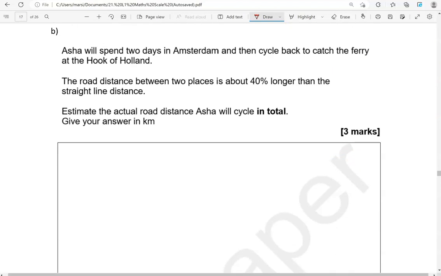Asha will spend 2 days in Amsterdam and then cycle back to catch the ferry at the Hook of Holland. The road distance between two places is about 40% longer than the straight line distance. Estimate the actual road distance Asha will cycle in total. Give your answer in kilometers.